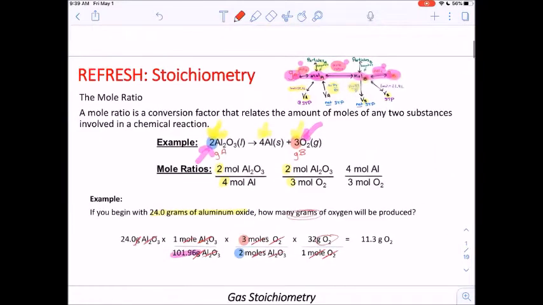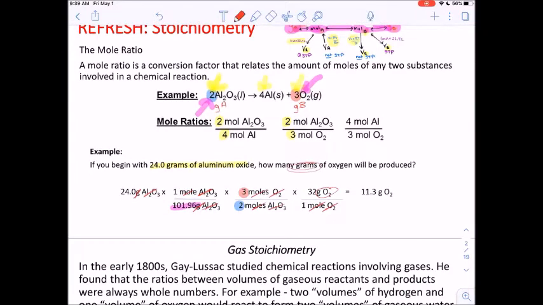So now you'd multiply everything on the top across. So 24 times 1 times 3 times 32. Put that all in parentheses in your calculator. And then divide that by 101.96 times 2 times 1. And you'd get 11.3 grams of oxygen.